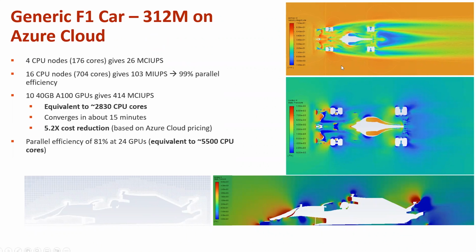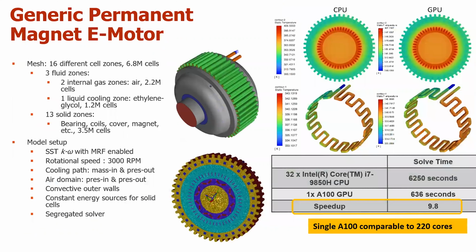Okay. So this is really good. And let's see a problem example for conjugate heat transfer. Till now, we've been talking about external aerodynamics. So this was a generic permanent magnet E-motor.